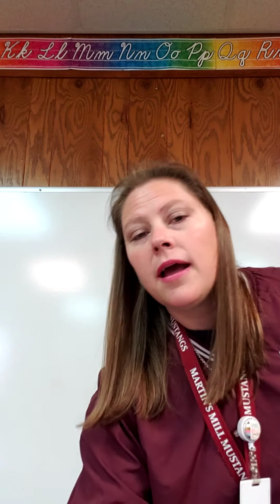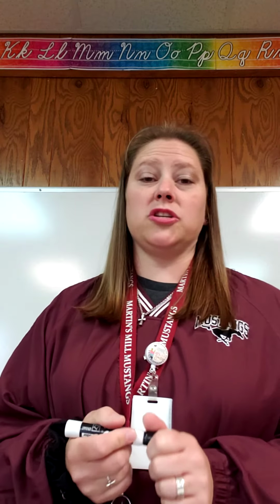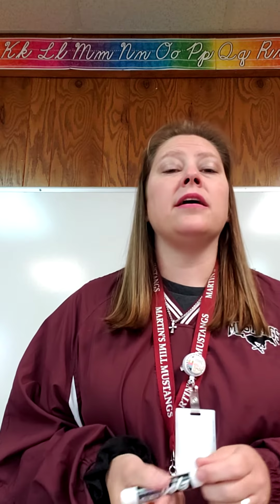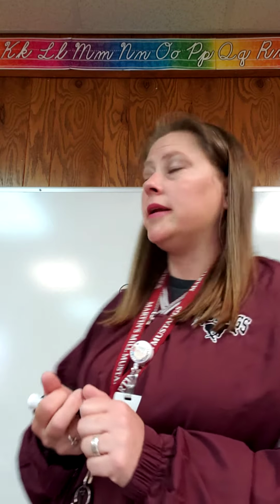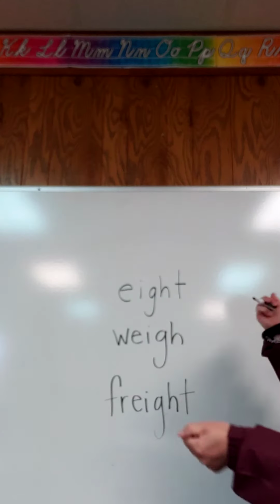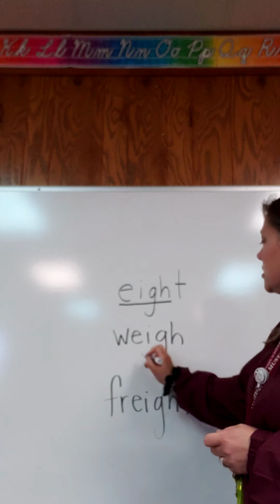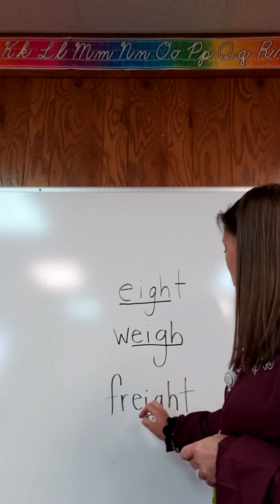Okay, we'll start out by taking a look at these 4 words right here. Now, how do you think you're going to code a quadrigraph? That's correct. You're going to underline it just like you do a digraph, just like you do a trigraph. So we're going to go ahead and identify the quadrigraph E-I-G-H in each of these words, and we'll go ahead and underline them.